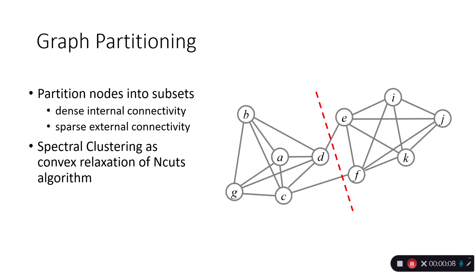So the graph partitioning problem, from a really high level: we have these graphs consisting of a set of nodes and their edges. We want to partition those nodes into subsets, describing subgraphs, where within a subset we have dense internal connectivity between the nodes, and between the different subsets we want relatively sparse external connectivity. Spectral clustering is perhaps the most famous way to do this, and it can be viewed as a convex relaxation of the normalized cuts algorithm, which is an NP-hard problem.